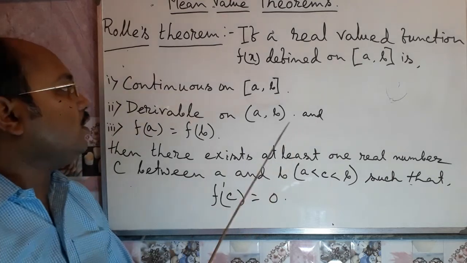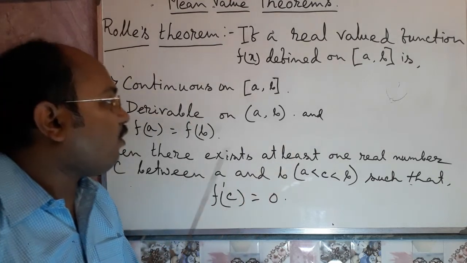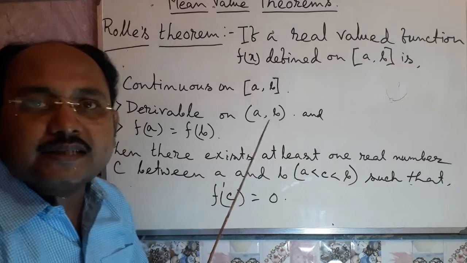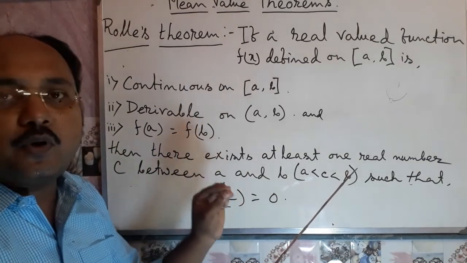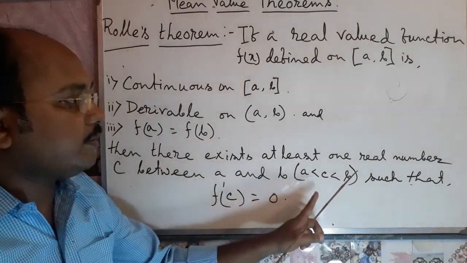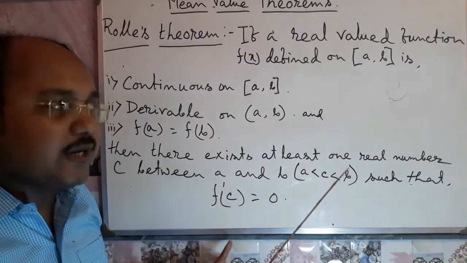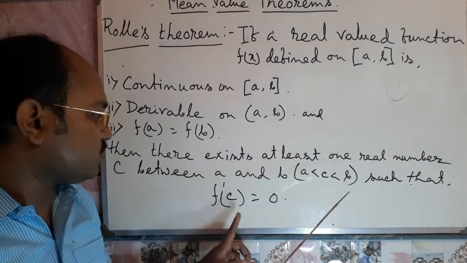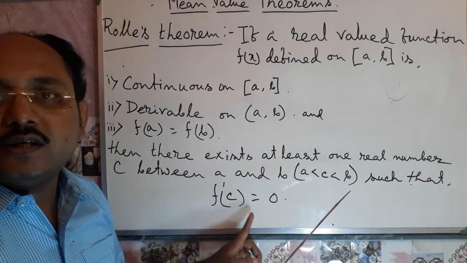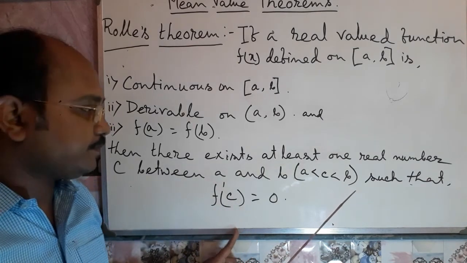If the function follows these three conditions, then only we can say that there exists a point c in open interval (a, b), that is a < c < b, such that f'(c) is equal to 0. That means the first order derivative at that point is equal to 0.